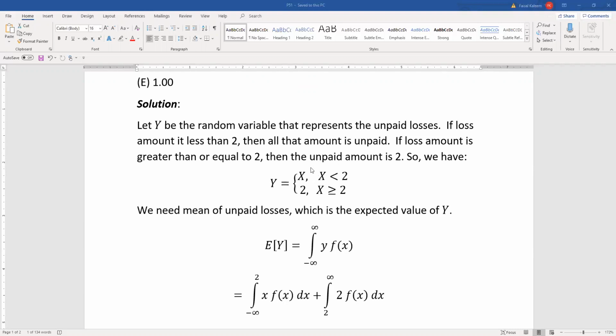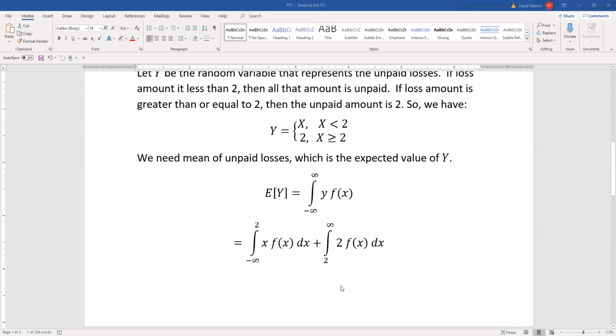See, we'll use this definition of Y, so eventually there'll be x's here. Since this definition is breaking at 2, the integral will also break at 2. So from negative infinity to 2, the Y is X. We have X here. And from 2 to infinity, which is this part, the Y will be replaced by 2. And then we substitute the f of x in the next step.